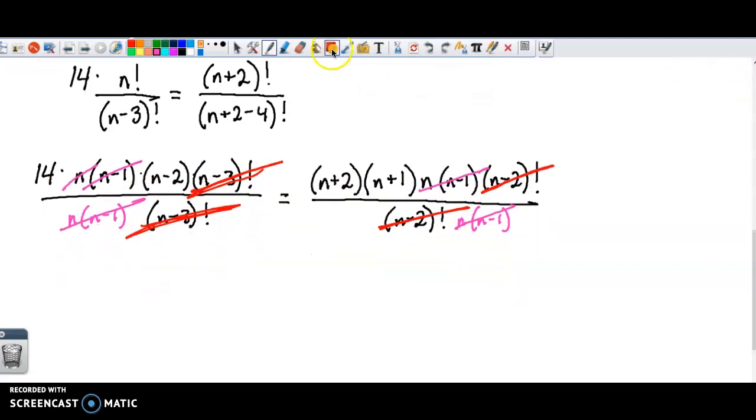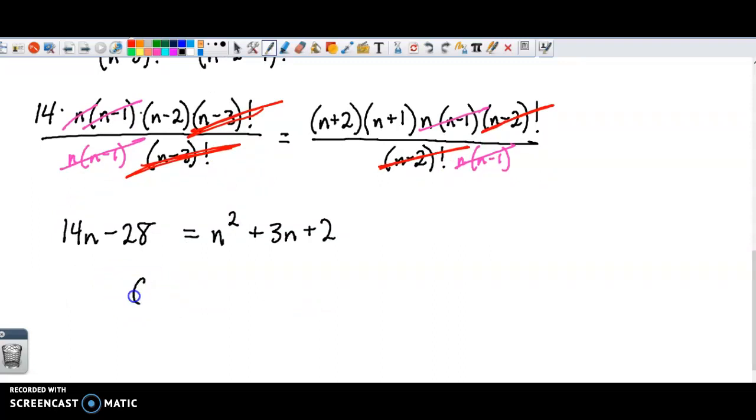So what I see now is on the left side, I have 14n minus 28 when I distribute. And on the right side, I have n squared, let's see, it'd be 2n plus 1n is 3n. 2 times 1 is 2. And now I have a quadratic. And we know how to solve quadratics. We've been practicing that for years.